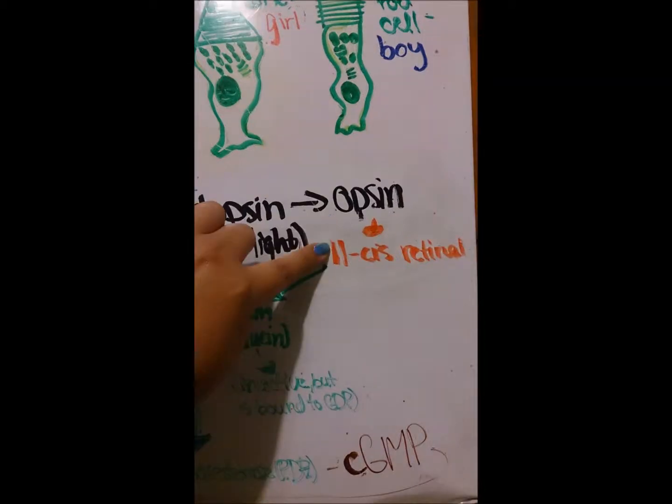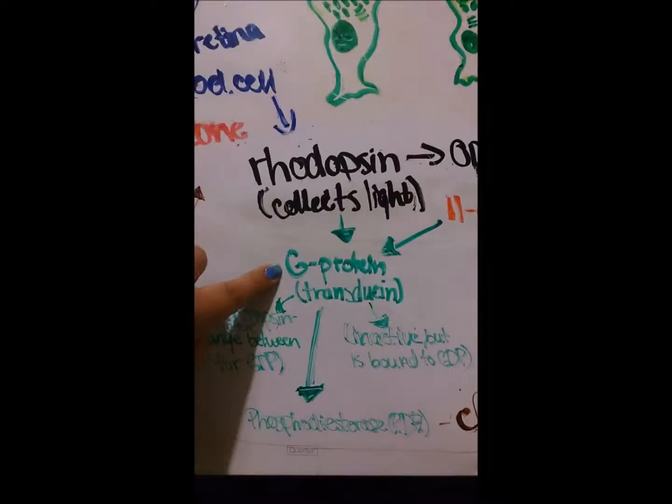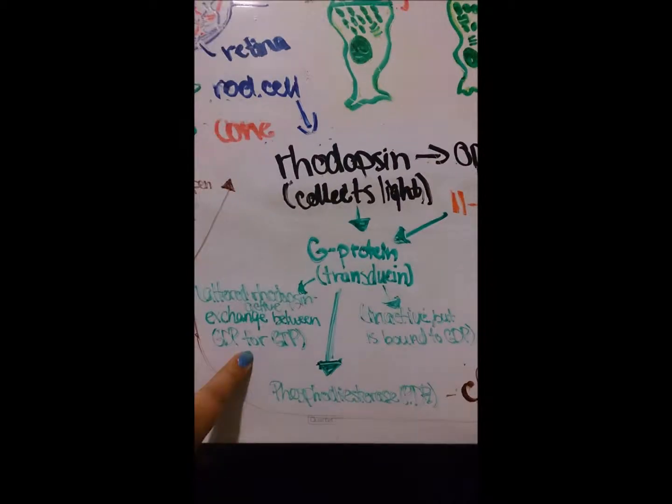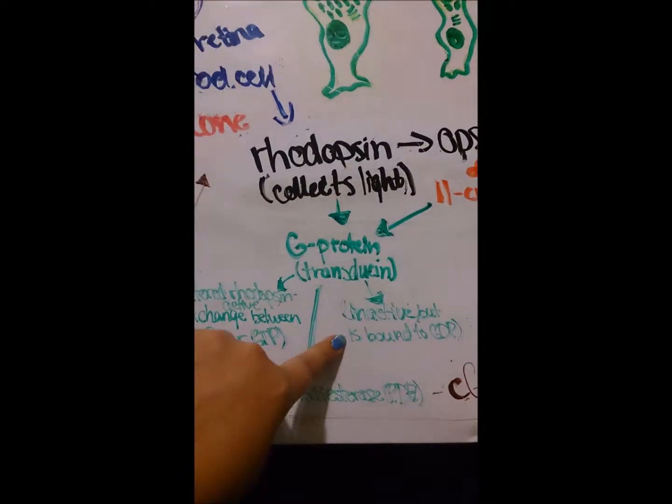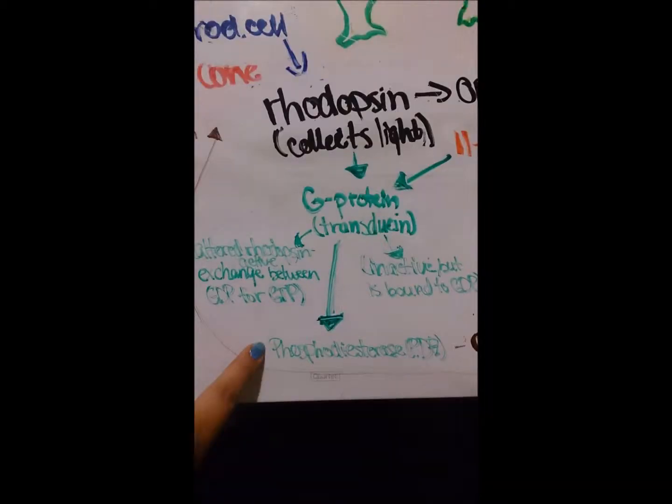to 3 others. One does not do much but sticks to his friend GDP, and the other person, the altered rhodopsin, talks things through with the G protein and exchanges GDP for GTP. The alpha out of the 3, phosphodiesterase, PDE, allows for cGMP to break down.